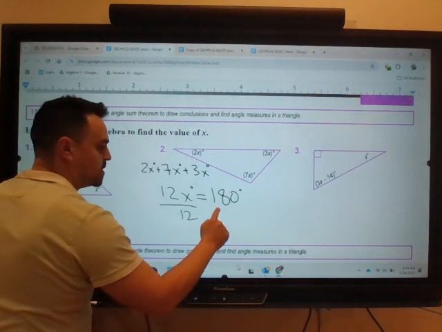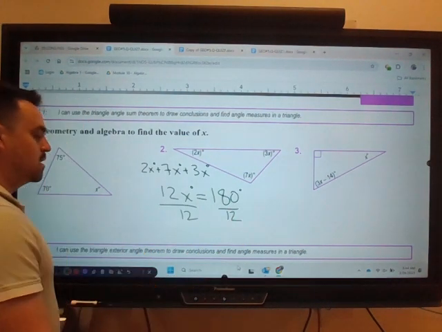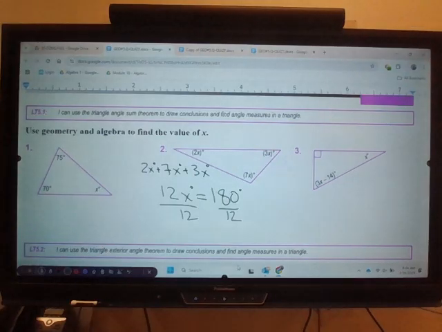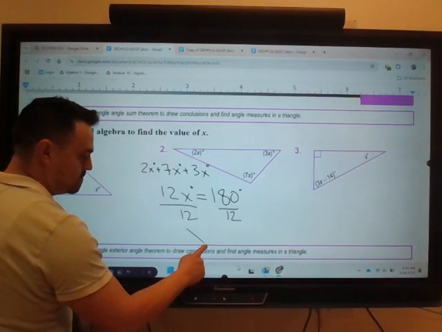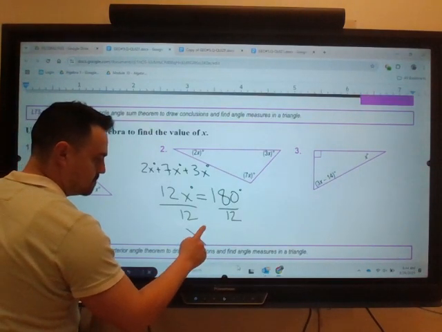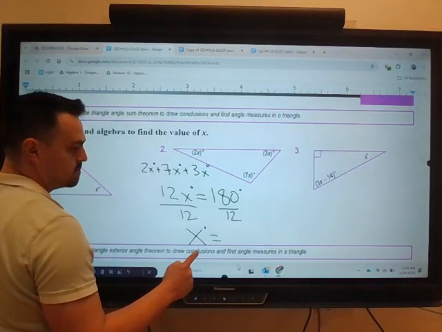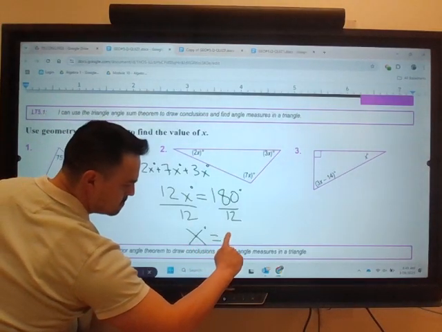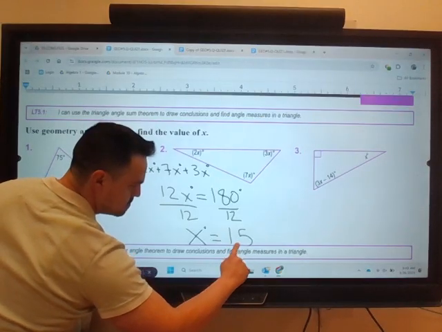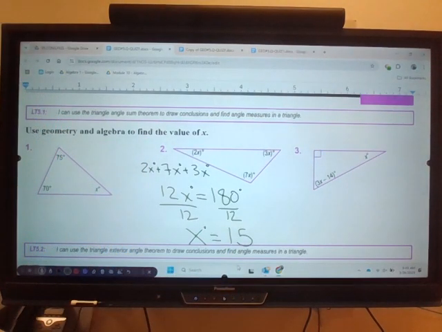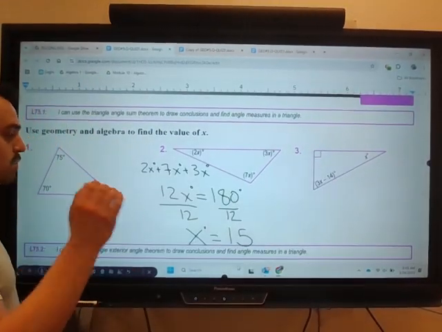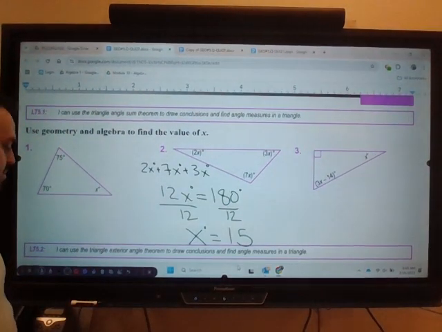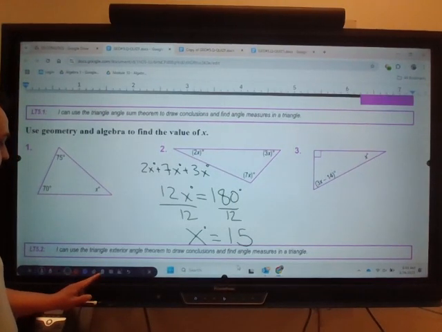All right, divide both sides by 12. 180 divided by 12 is that 10, 15? All right. I'm going to erase and move on to number 3. Pause the video if you need to finish copying it down.